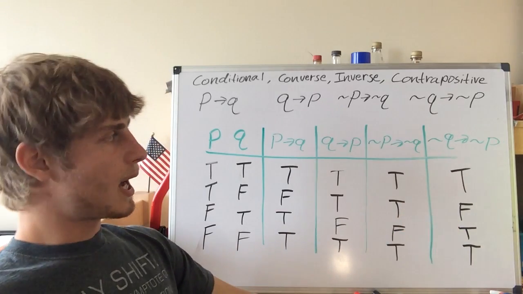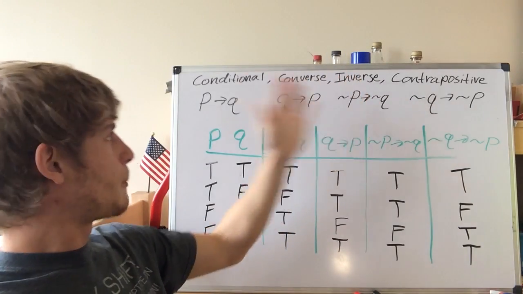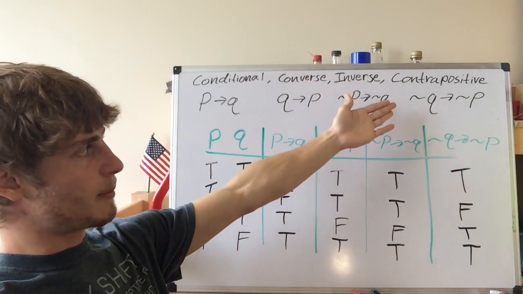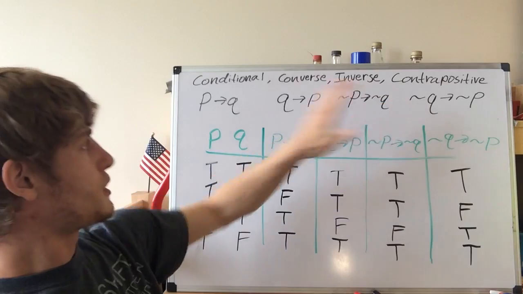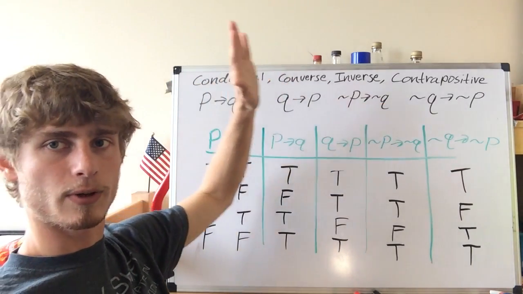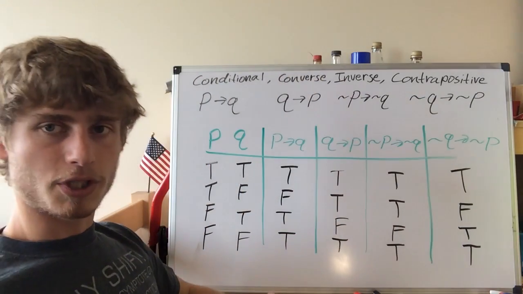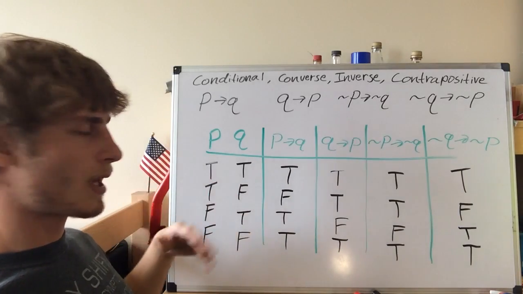But we need to show that, well, the inverse is going to be the opposite of the conditional, and we need to show that the converse is going to be the opposite of the contrapositive. Now, in comparison to that, the contrapositive is going to be logically equivalent to the conditional, and the converse is going to be logically equivalent to the inverse, and we can use this in a lot of different ways in a proof.